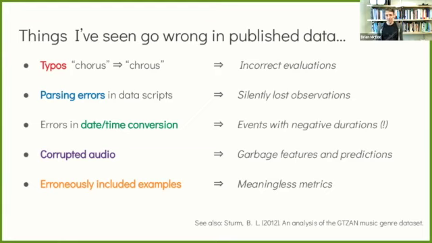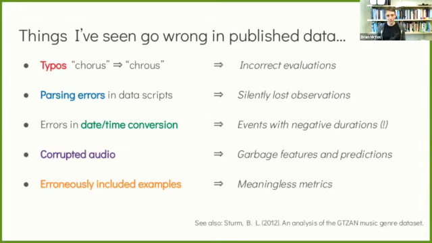It takes a lot of digging to find these things. I've seen errors in like date time conversion, which ends up making things like segments with negative durations just because of like time zone issues, strangely enough. I've seen corrupted audio. I even had one example where an audio recording was actually time reversed. And unless you actually go in and listen to the examples, you would never find that stuff. Of course, that's going to give you garbage predictions.